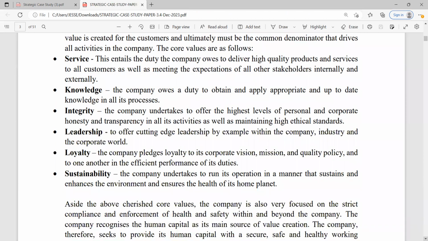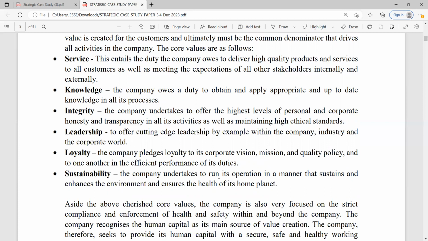So you have these values. You have service, knowledge, integrity, leadership, loyalty, sustainability. So if you look at it as an acronym, you have S, K, I, L, L, S, which is skills. Skills. So let's look at the first one, service. So these values are what will drive the operations of the organization.